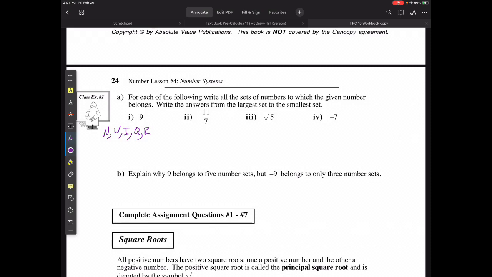11 over 7 is going to be a rational number and also a real number. The square root of 5 is irrational, but it's still a real number. And -7 is an integer first, because it's not positive, but it's not a decimal or fraction, but it's still rational, and it's still a real number.